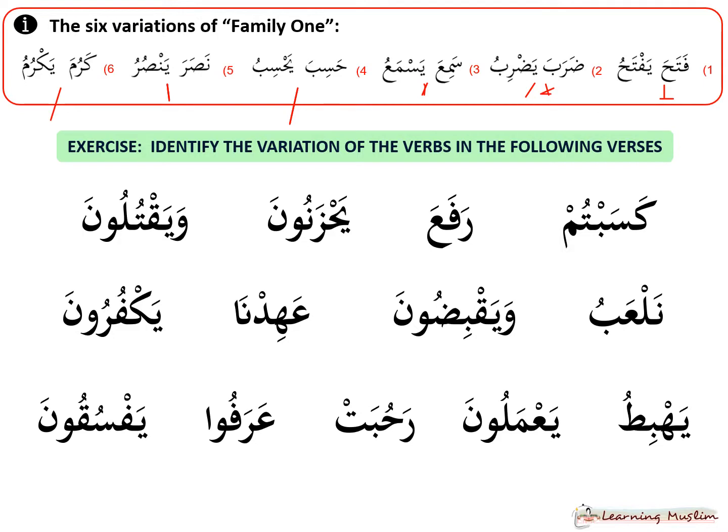And the benefit of the variations is that each of the different variations of a particular verb would have a different meaning to it. So say for example we have daraba yadrubu, maybe, I don't think it exists, but say we had that, it would have a different meaning to daraba yadribu, or even to dariba yadrabu perhaps. So each variation has a different meaning, and that is the benefit of knowing the variations of the different words.